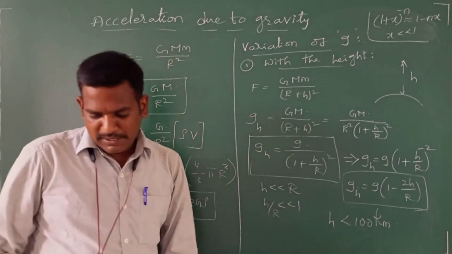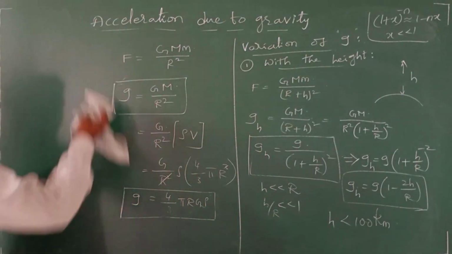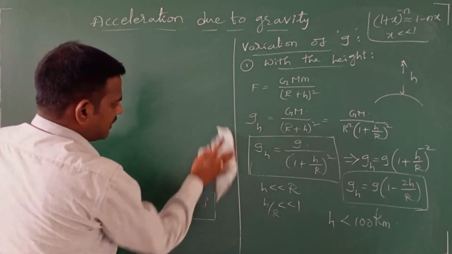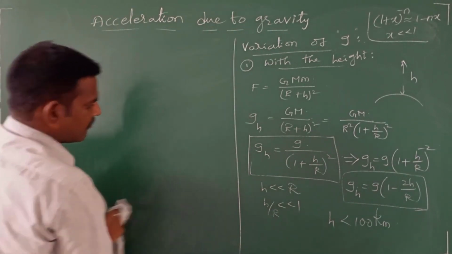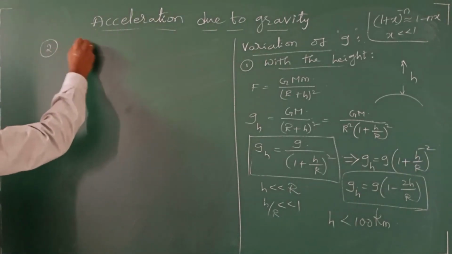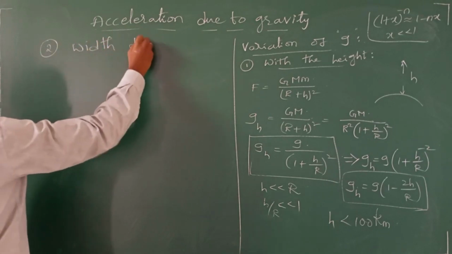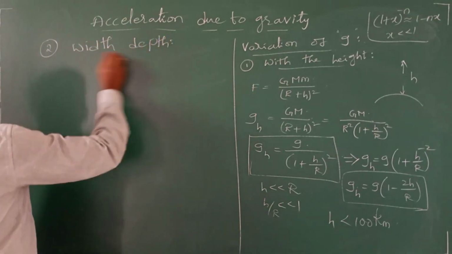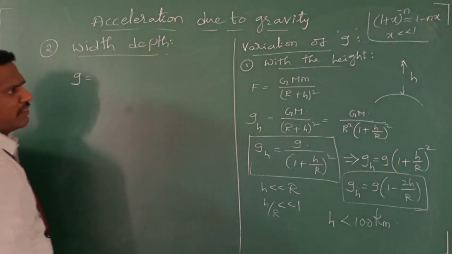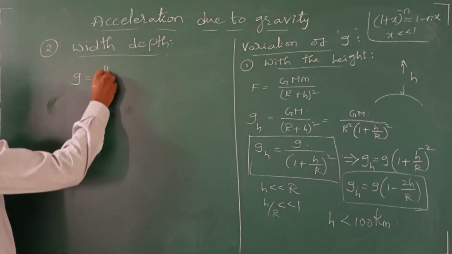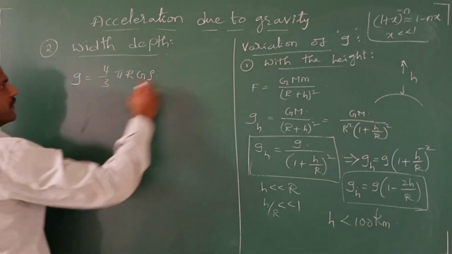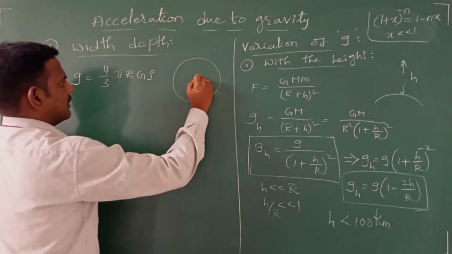Now the next thing, the acceleration due to gravity variation with the depth. The variation with the height we have seen, and we have to see the variation with the depth. So with the depth, how will this variation happen? We have a very simple way of understanding this. We already have one more formula for the acceleration due to gravity. What is that? 4 by 3 pi r rho, and this is for the complete radius R.